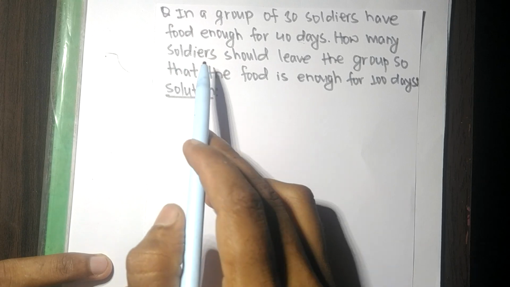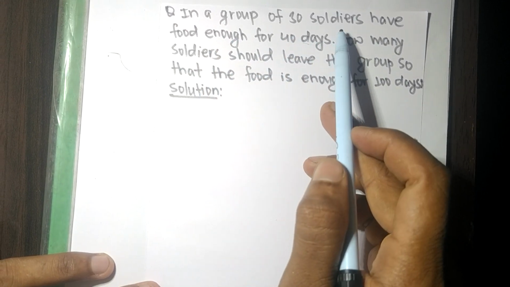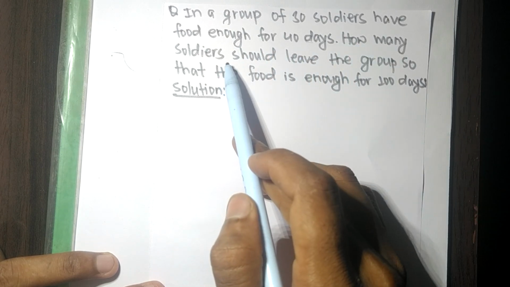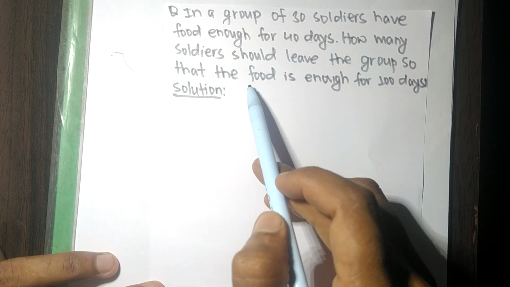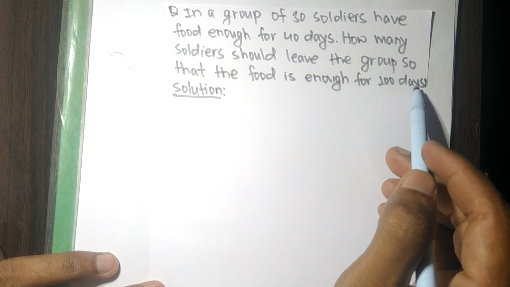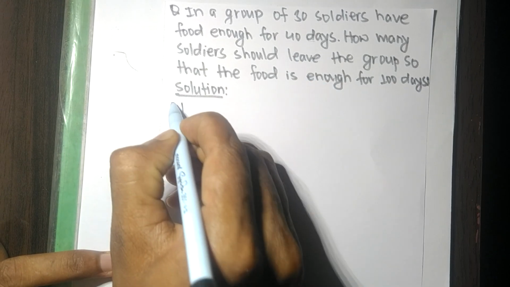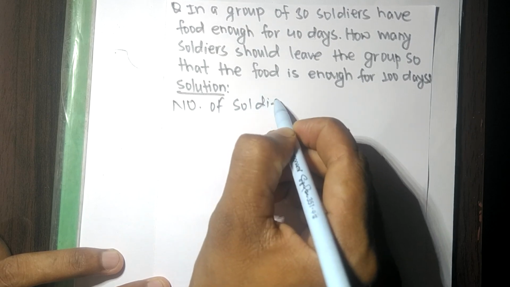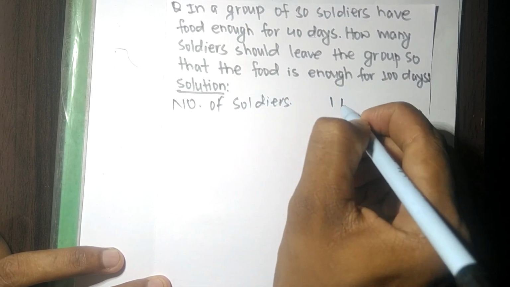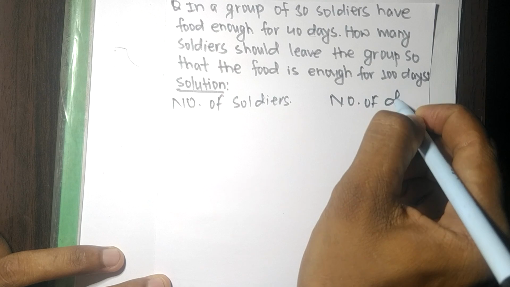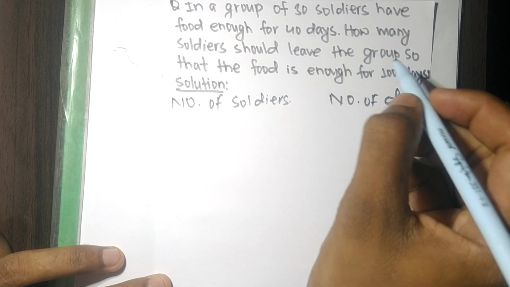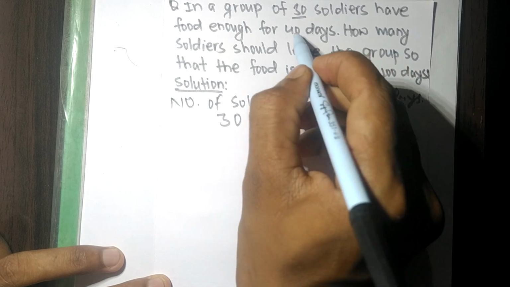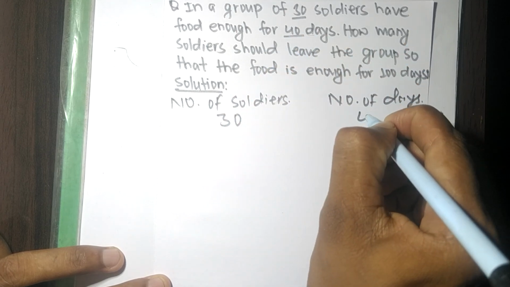So we are given that a group of 30 soldiers has enough food for 40 days. How many soldiers should leave the group so that the food is enough for 100 days? So here is the relation between the number of soldiers and the number of days. We have 30 soldiers with enough food for 40 days.